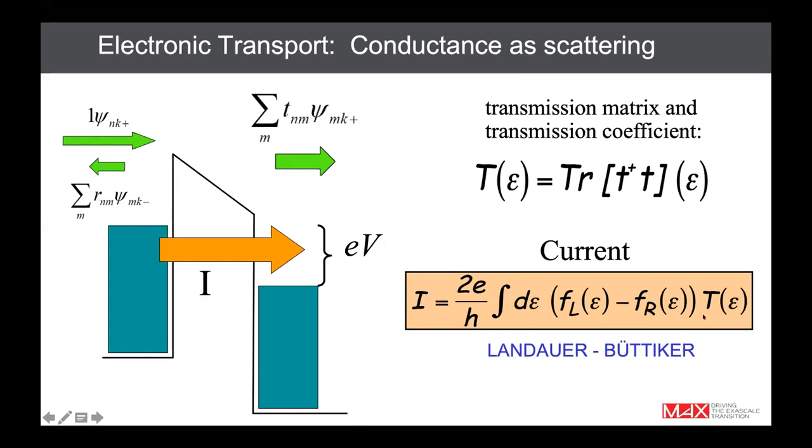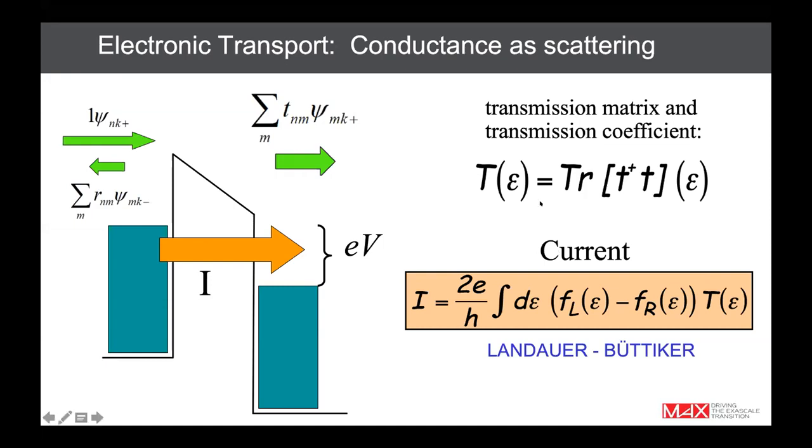Okay, so this is a very simple integral. If you know what is the shape of this transmission as a function of energy, which is just a function that you can calculate, you have the current. And with the current, of course, you have the resistance too, if you know the voltage. And this is what is traditionally called the Landauer-Büttiker formulation of conductance in nanosystems, as conductance as a scattering.